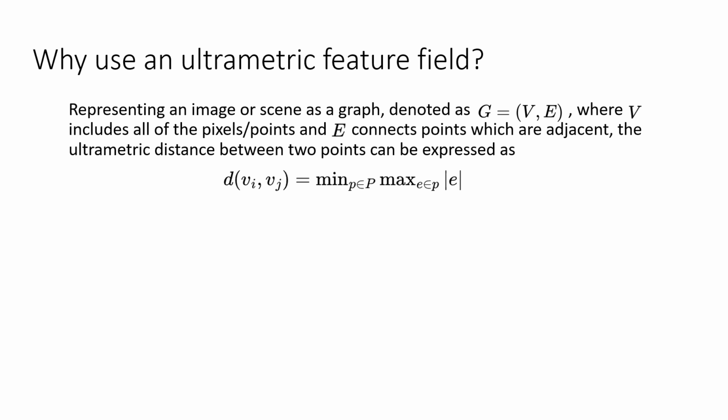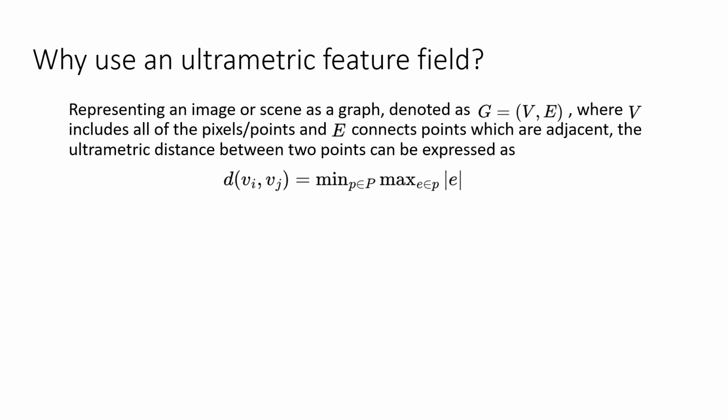The key idea in this paper is to learn an ultrametric feature space. Unlike a Euclidean space, it shows transitivity in distance-based grouping, which naturally leads to hierarchical clustering. In this slide, we'll explain how an ultrametric distance is defined.